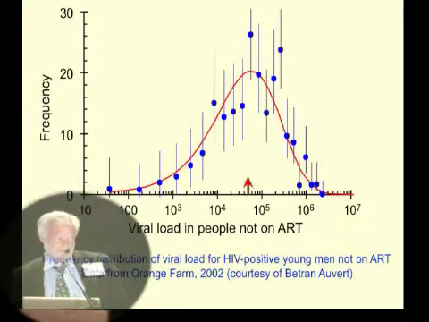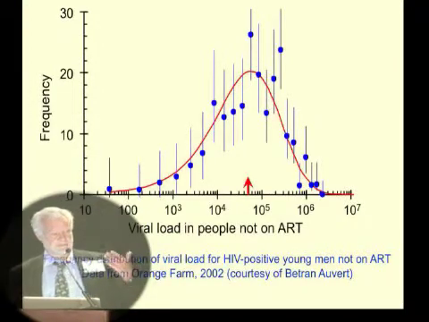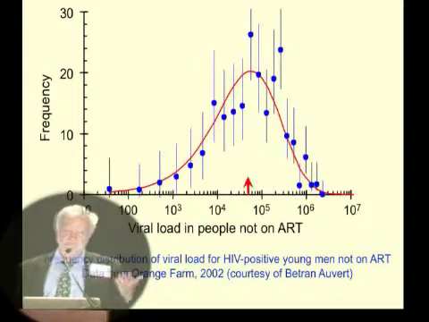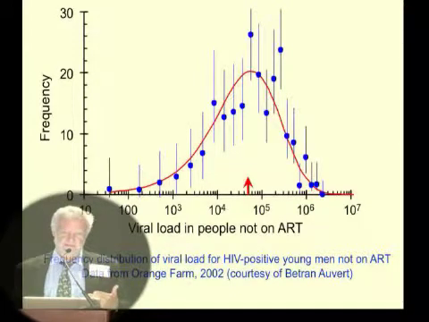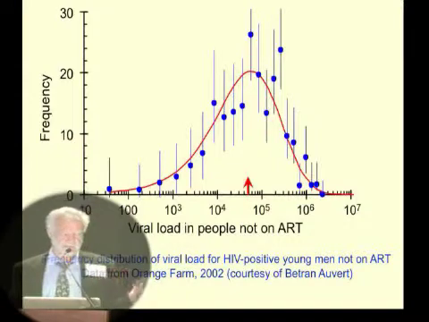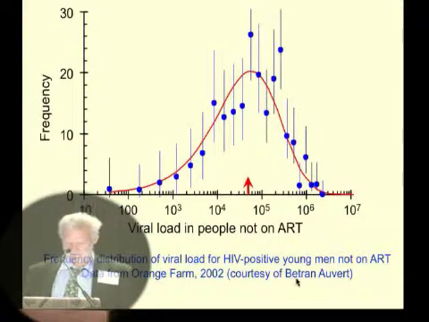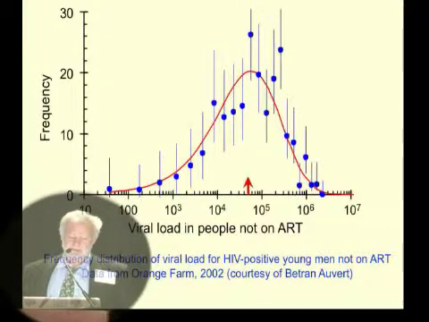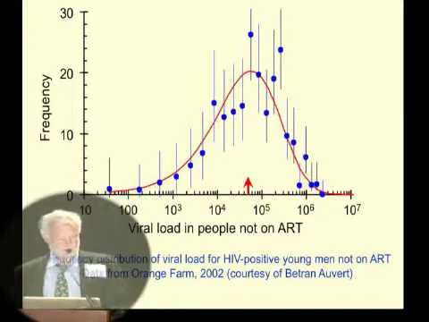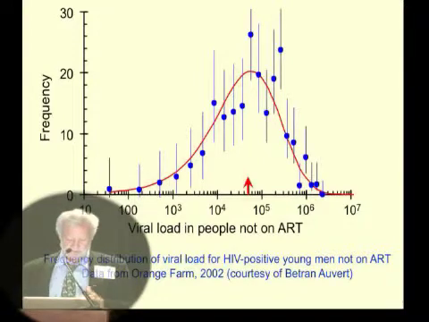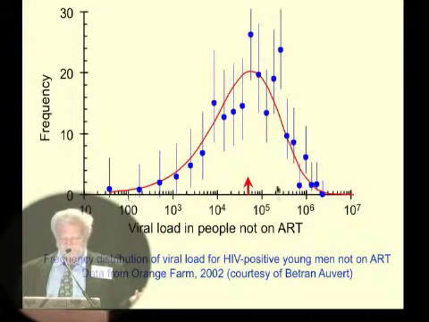The other thing we need to know if we're going to think about what the impact of antiretroviral therapy might be on transmission is what is the viral load in people before they start antiretroviral therapy. And there are very few published data on this. One set of data, which I got from Bertrand Auvert, from his study in Orange Farm, was this. He took blood from a few thousand young men, and he measured their viral loads. And what he found was enormous variation, so the viral loads vary from less than 100 to more than 1 million, with a median around 50,000.